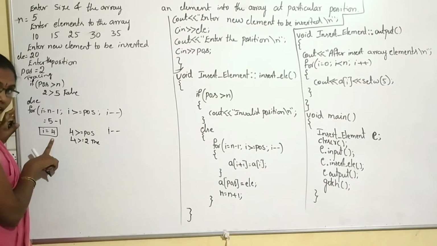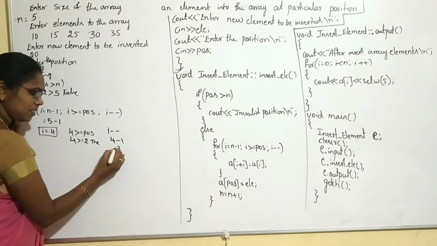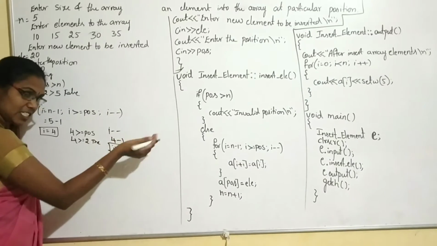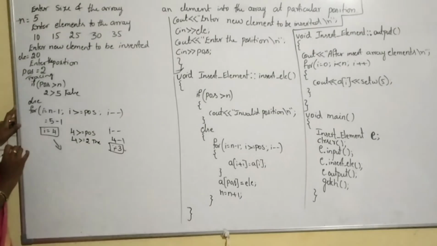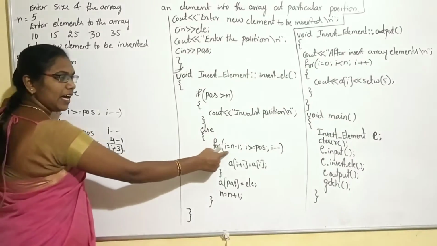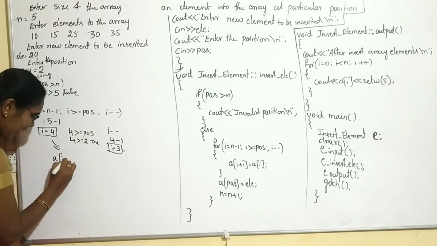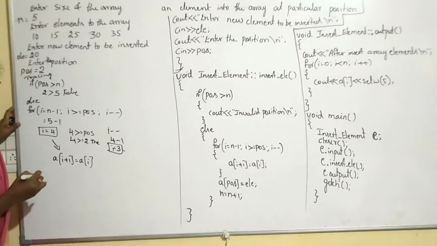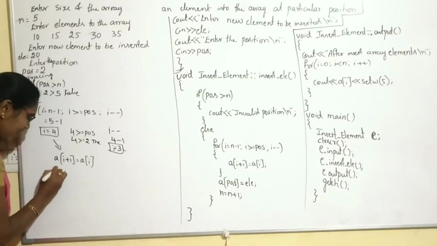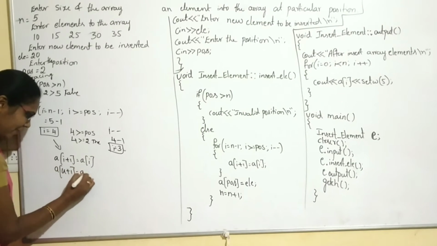What is the value of i now? 4. 4 minus 1 becomes 3. So this value will be given for the next iteration. But in this iteration, the i value 4 will be used. So what happens when the i value is 4? Here, it will execute the statement a[i+1] = a[i]. Substitute i plus 1 and the i value. The i value is 4. So a[4+1] equals a[4].